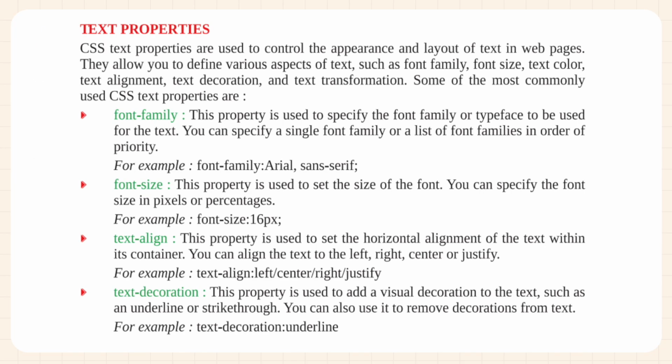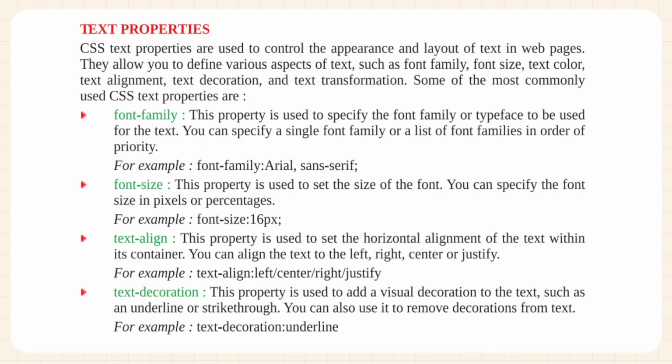Text properties. CSS text properties are used to control the appearance and layout of text in web pages. They allow you to define various aspects of text, such as font family, font size, text color, text alignment, text decoration, and text transformation. Some of the most commonly used CSS text properties are font-family. This property is used to specify the font family or typeface to be used for the text. You can specify a single font family or a list of font families in order of priority. For example, font-family: Arial, sans-serif.